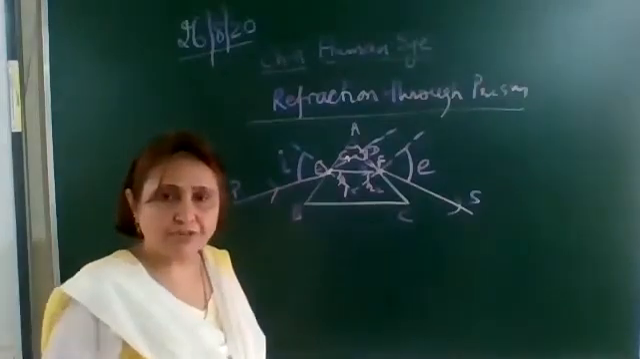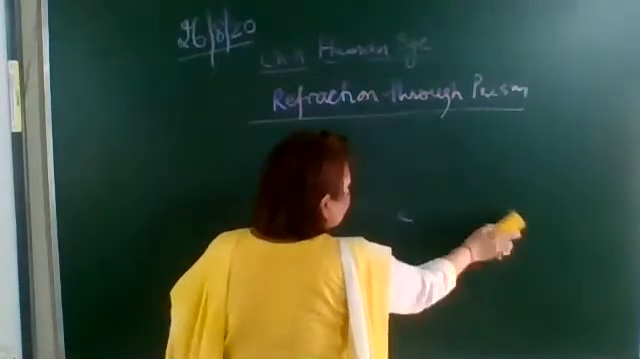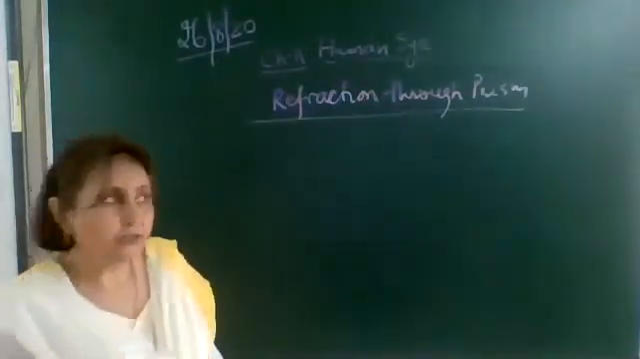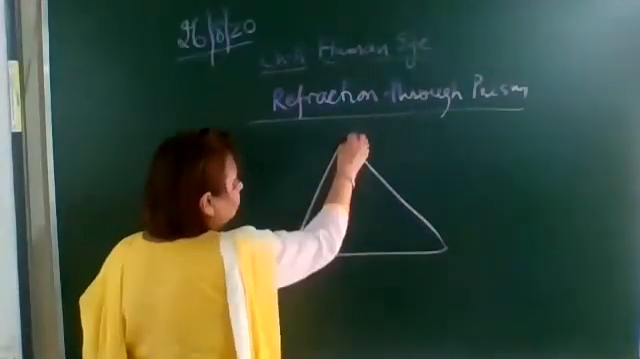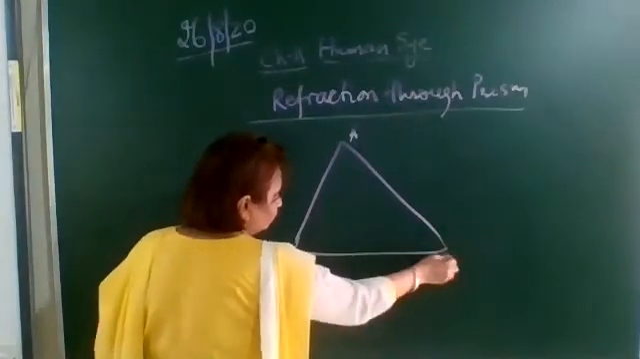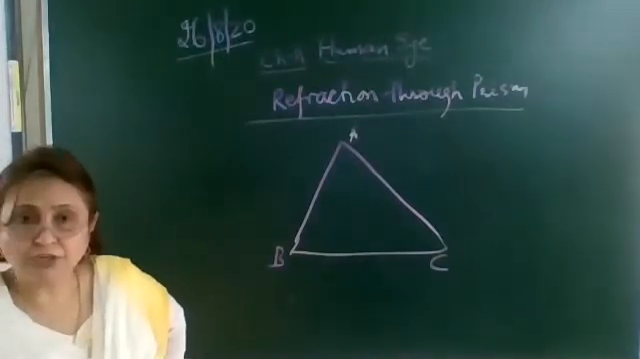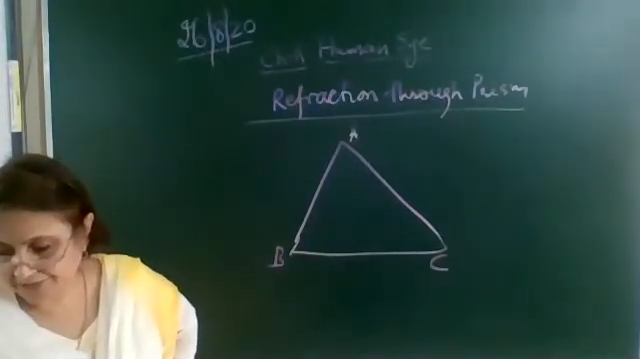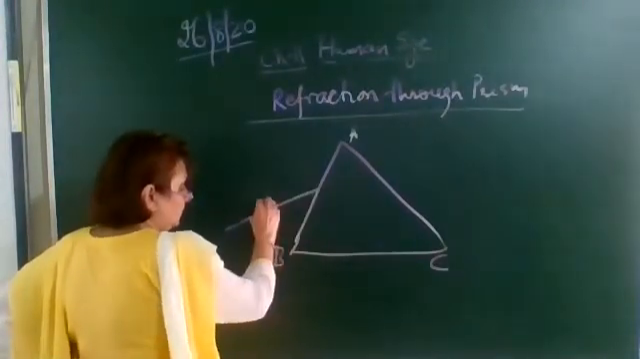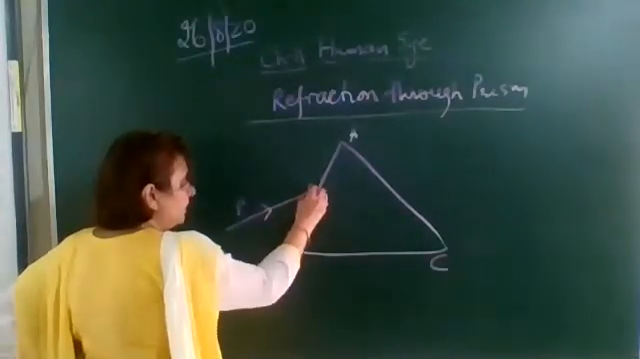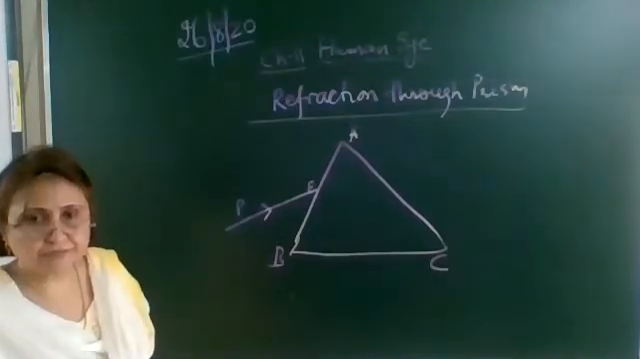So these are the rays and the angles. First you will draw the figure. As I draw it, you draw along with me, so that there is no confusion. Draw one face of the prism and name it ABC. Now on the AB face, draw one ray and name it PE.